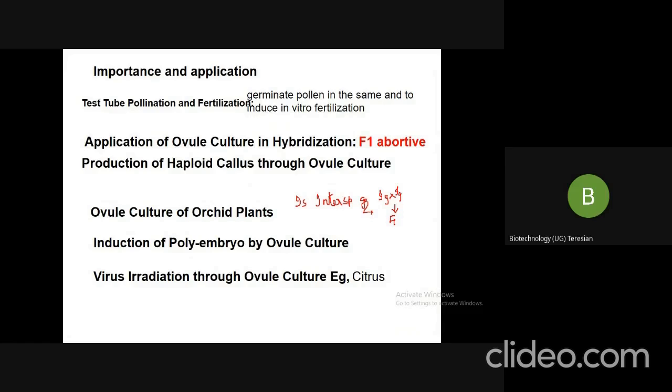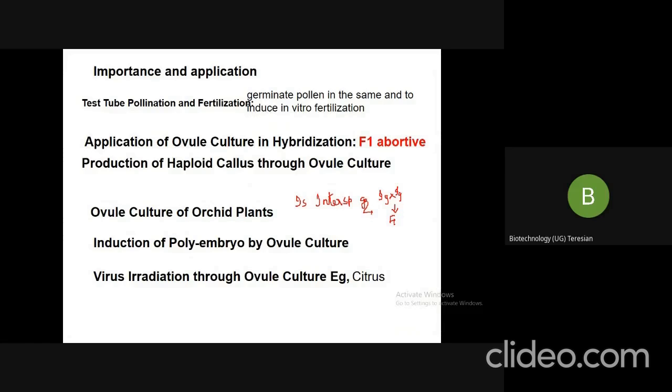seedlings. Also, in the production of haploid callus through ovule culture, which has not been mentioned here. Even haploid cultures or haploid callus can be developed through ovule culture. For example, there is a species named Solanum melongena, wherein they are able to develop a haploid callus by using ovule culture.